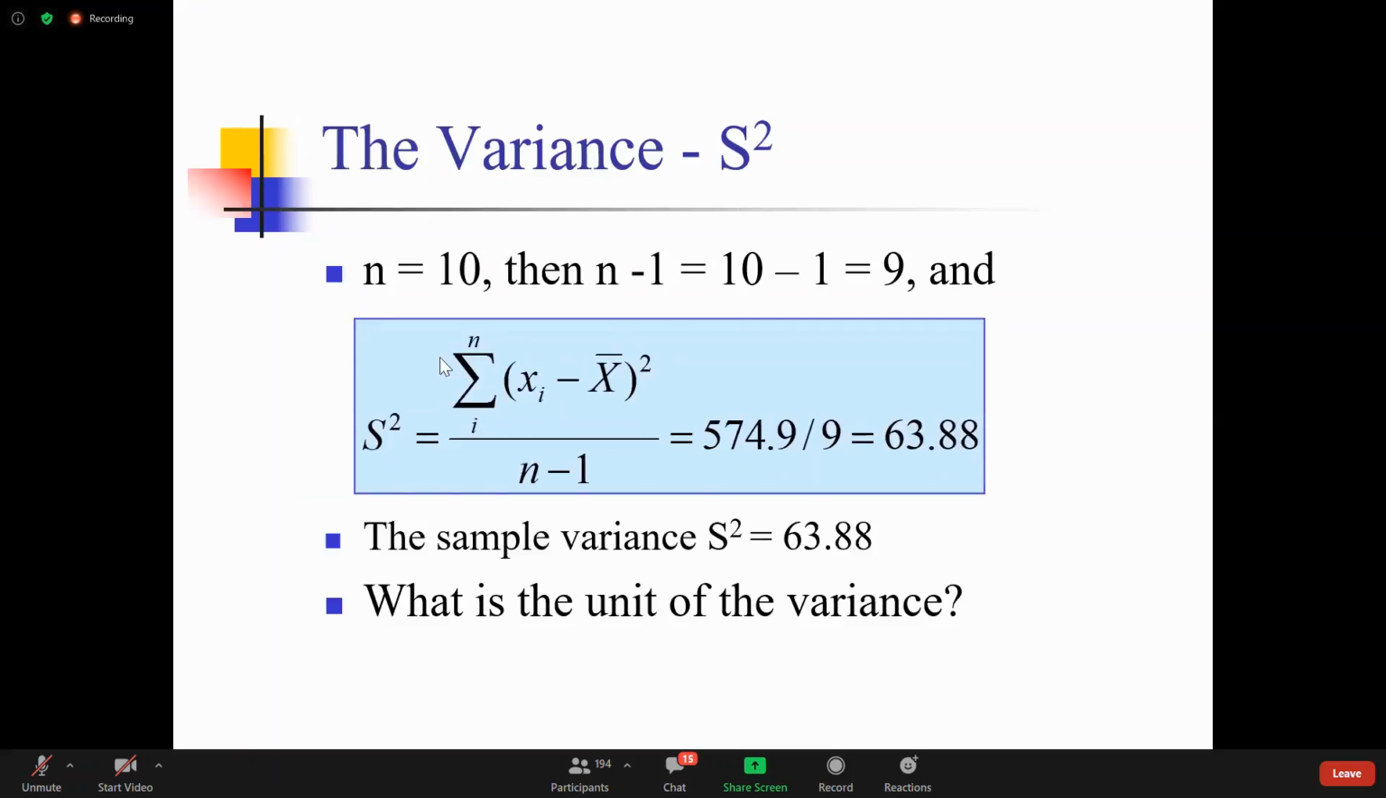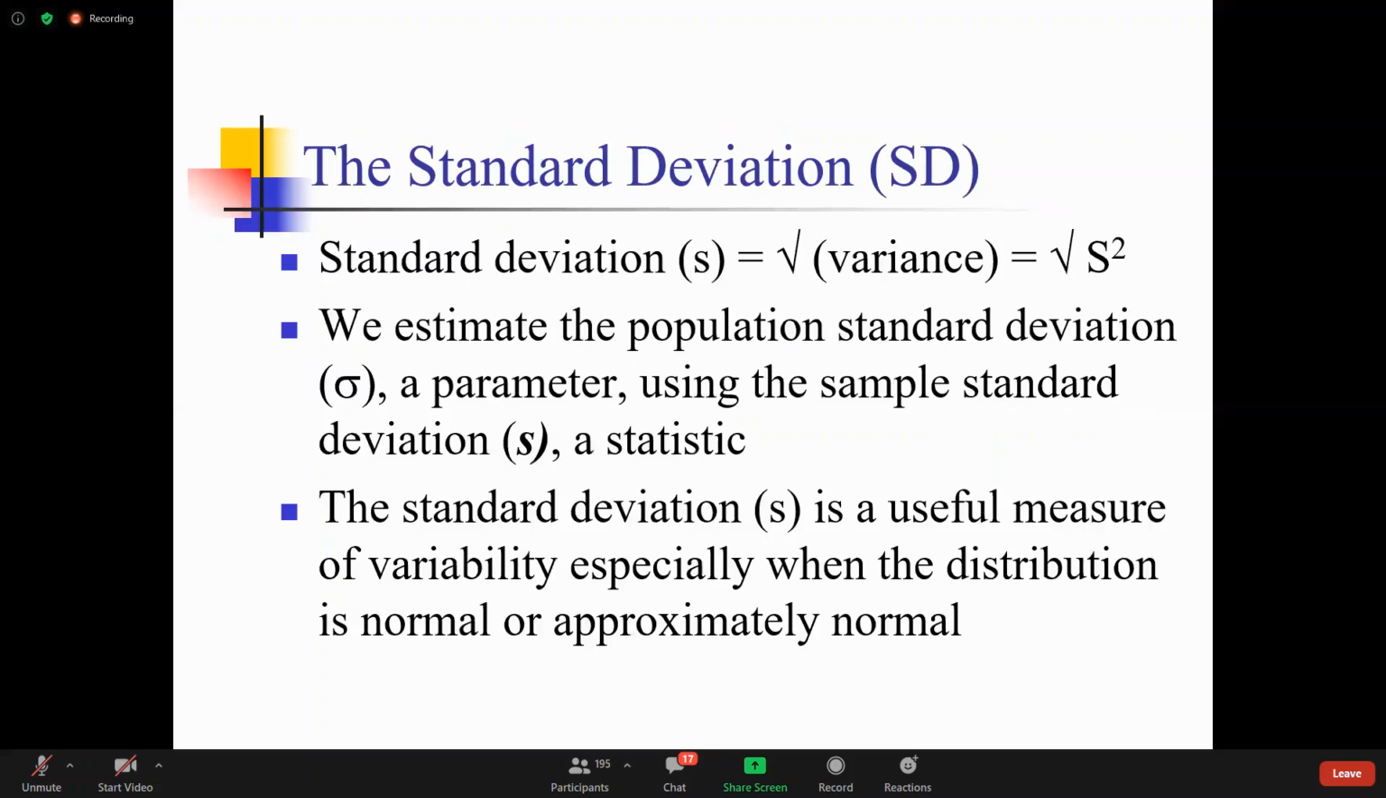Remember, when we added the values, it became 574.9. Divide by n-1. What is n? 10 minus 1 is 9, and that becomes your value. We call it the sample variance. Remember, is this number squared or a regular number? It's a squared number, because we squared it; look, this is the square right there. So we need to take it back from squared to a regular number. As you know from algebra, you take the square root of this, and we'll talk about it later.